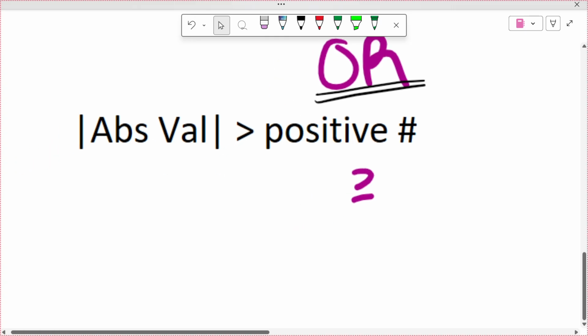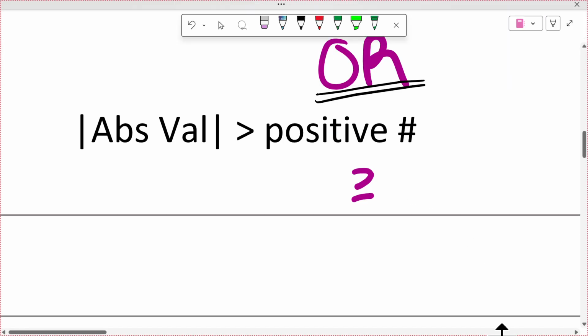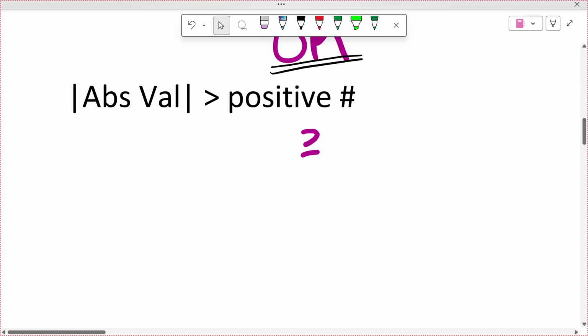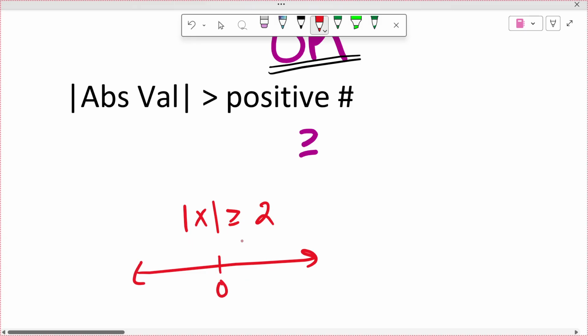Let's explain this real quick: why absolute value greater than or equal to a positive number is an or problem. If we think about a really simple example, absolute value of x greater than or equal to, say, 2, what I'm asking is where is the distance from 0, that's absolute value, greater than 2? First off, there are two spots where that distance is equal to 2. One of them is at 2, the other is at -2.